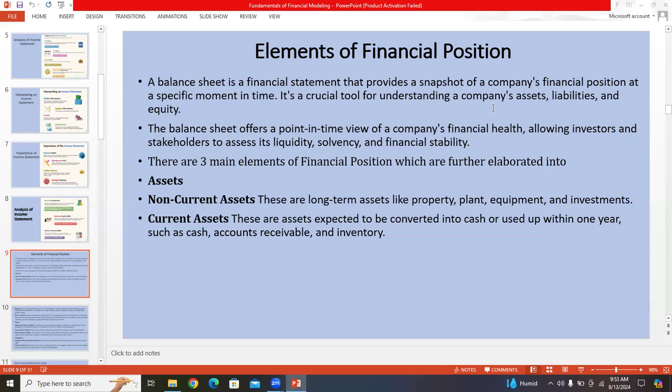Current assets are explained as assets expected to be converted into cash or used within 1 year, such as cash, accounts receivable, and inventory. So we have some current assets. Number one, accounts receivable, then number two, inventory. These are readily available to be converted into cash. The assets which are readily available to convert into cash, or whose benefits are limited to 1 year, are called current assets. I hope you have understood the asset side of financial position.